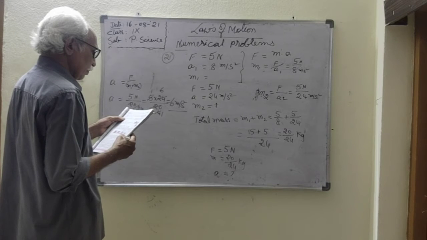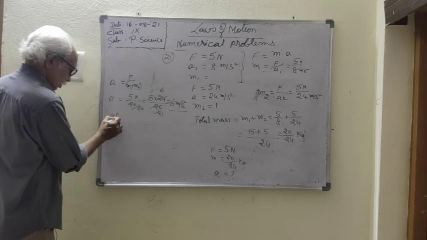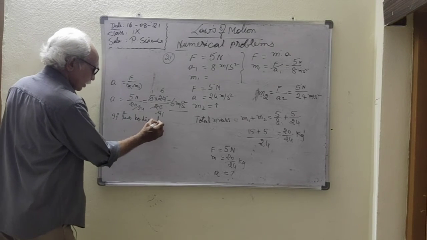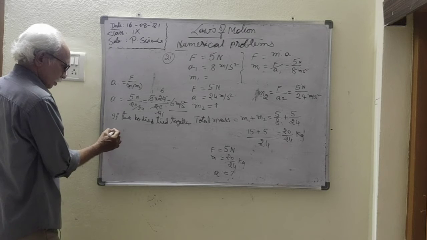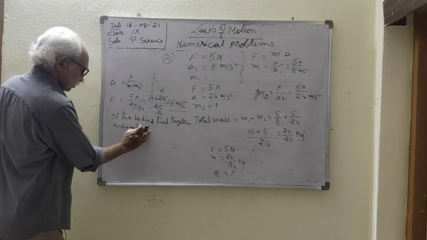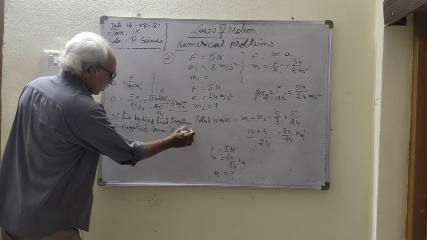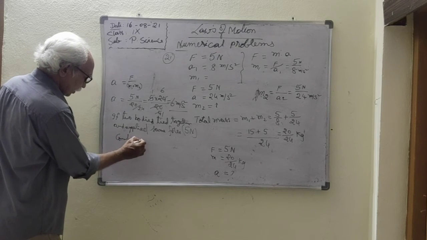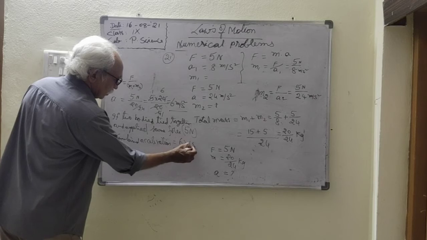What is the acceleration due to the same force, provided both the masses are tied together? So if two bodies are tied together and the same force, that is 5 Newton force, is applied, the combined acceleration is 6 meter per second square.